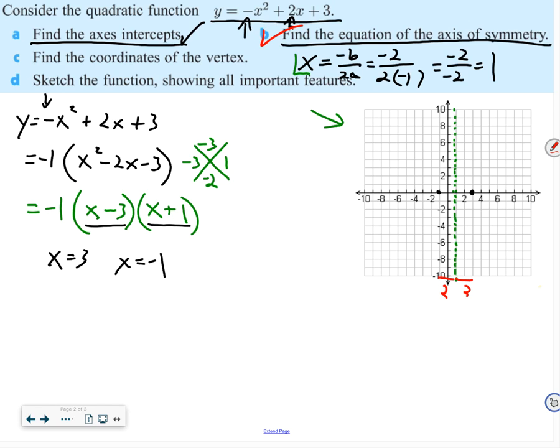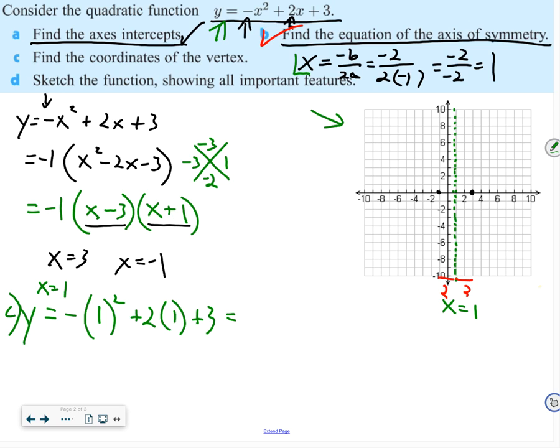Find the coordinates of the vertex. Well, I know the vertex has to lie on this line, which is x equals 1, so I can plug that into my function. This is for part C: y equals negative, well, my x is equal to 1, so I have negative 1 squared plus 2 times 1 plus 3.